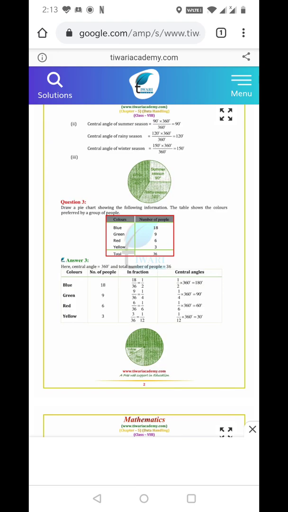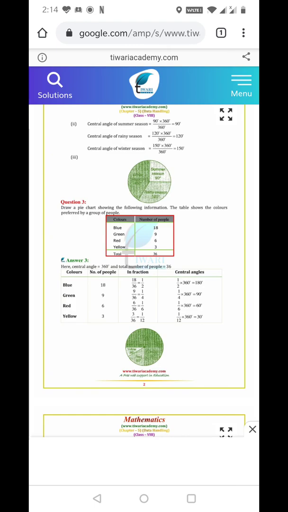So below is a table. Four colors are given, and each color is being liked by some number of people. That is, blue is liked by 18 people, green by 9, red by 6, and yellow by 3. The total is 36. Now we have to draw a pie chart.